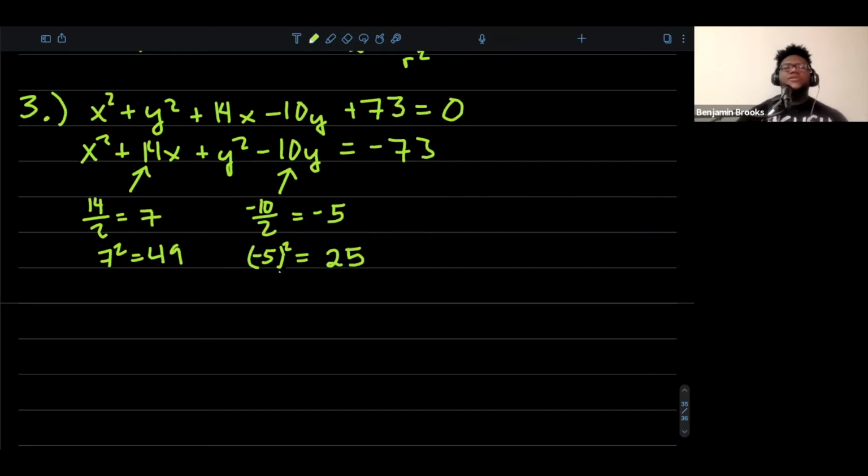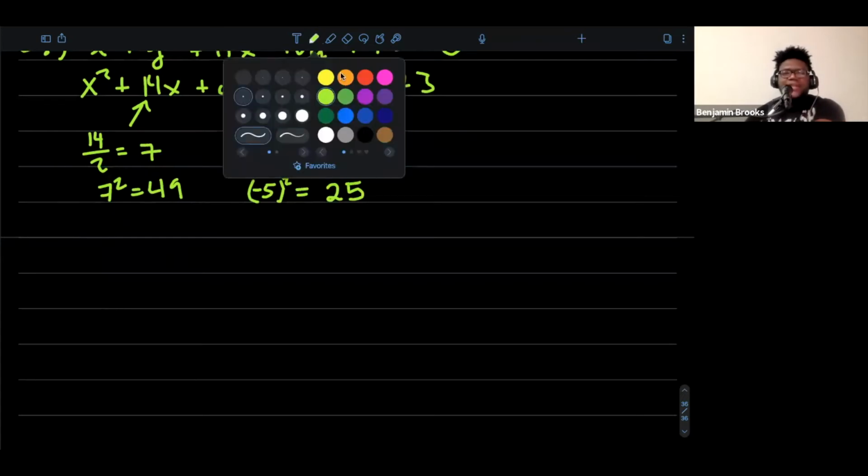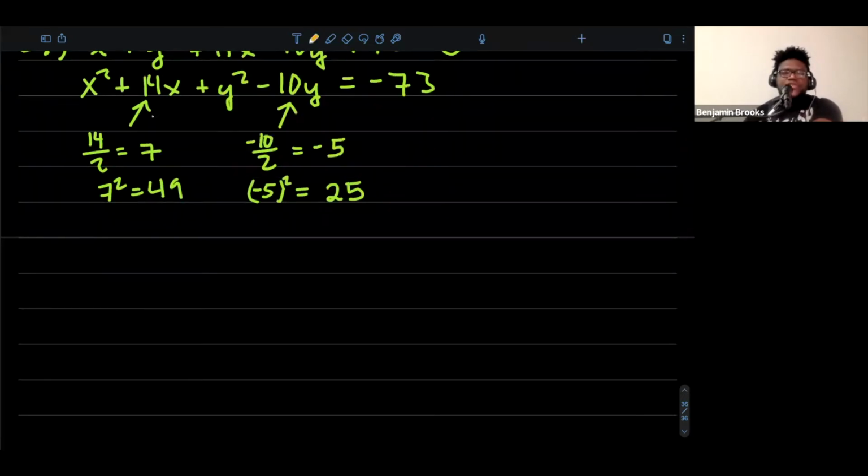Just hold on to those for now. Let me use a different set of colors, I think. But just hold on to that for now. We're going to bring that back in a minute. So the first thing we're going to do is this.